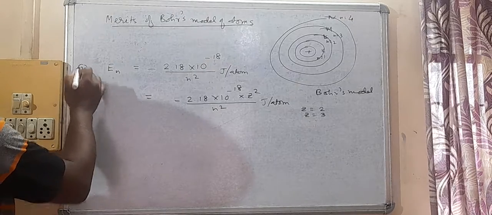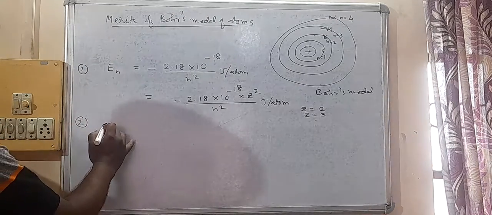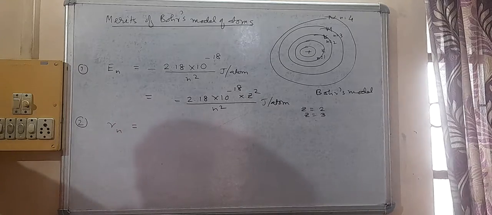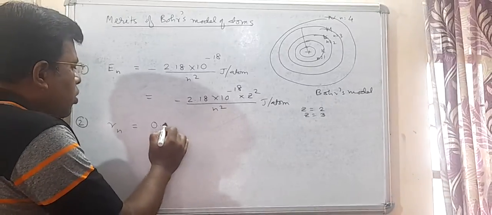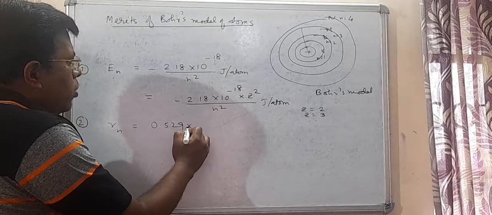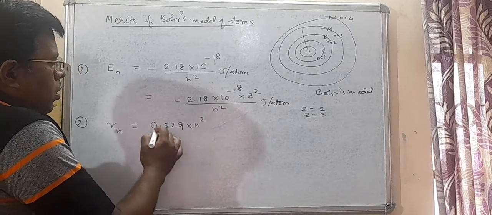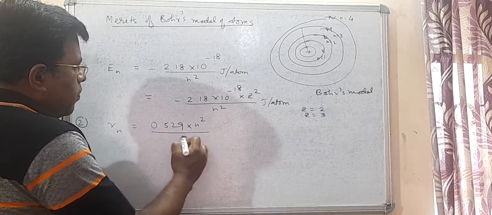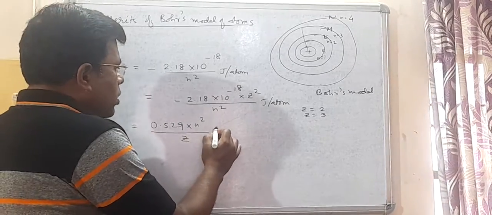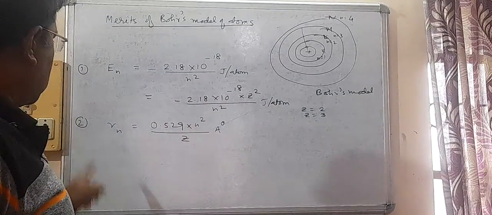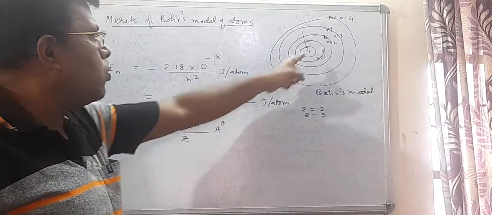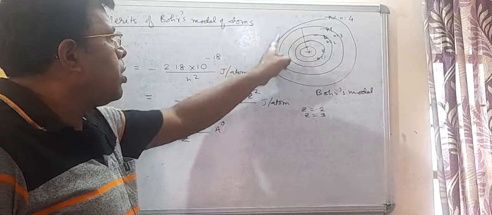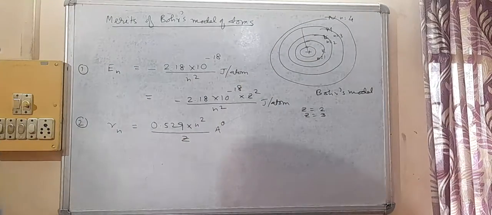And another merit of Bohr's model of atom is he was also able to give expression for radius of different orbits, and the expression was like this: 0.529 into n square by z, this much angstrom. It was the expression for radius. If you put n value 1, you get the radius of the first orbit, n value 2, you get the radius of the second orbit, n value 3, radius of third orbit, and so on.